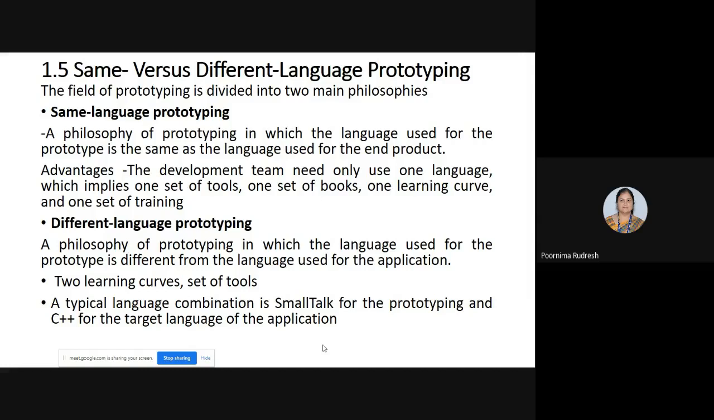Understood different language prototyping? Yes? Any doubt in this?